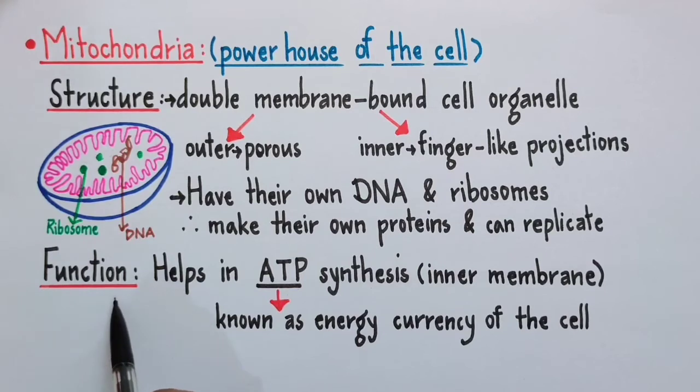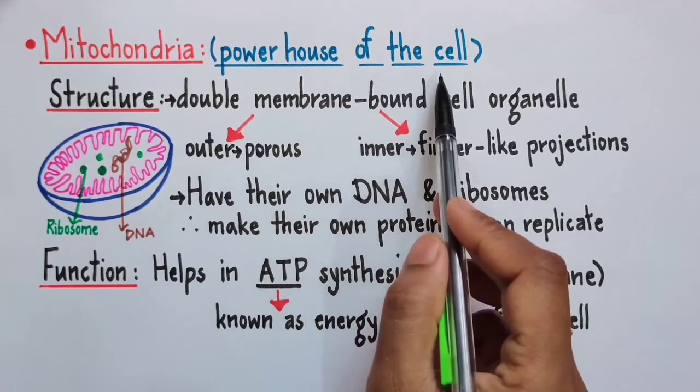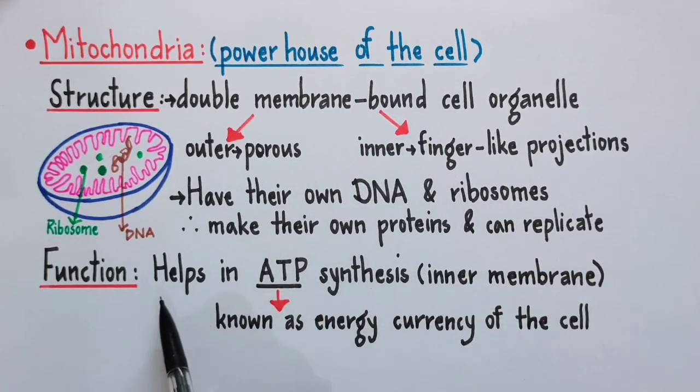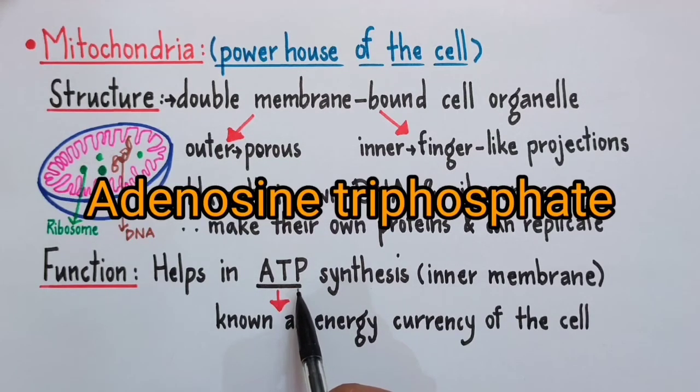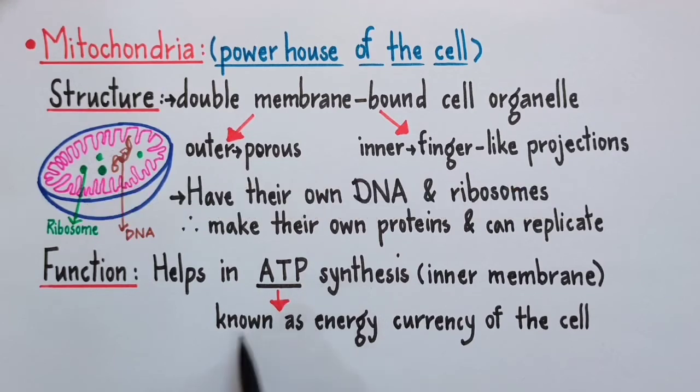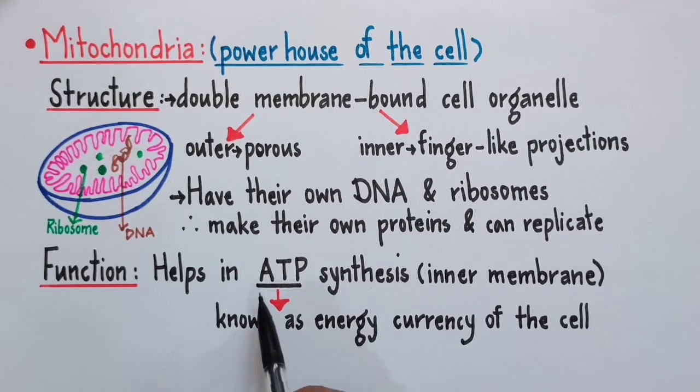Moving on to the function of mitochondria, as we already know, they are called the powerhouse of the cell. Therefore, we can say that they help in ATP synthesis. ATP stands for adenosine triphosphate and ATP is known as the energy currency of the cell. What is the reason behind it? Well, the energy required for various chemical activities is released by the ATP. So we can call it the energy currency of the cell.